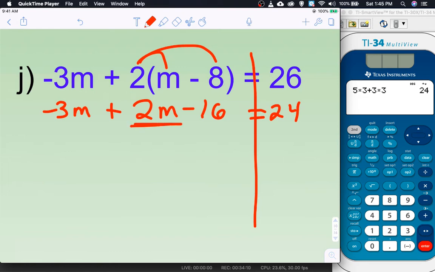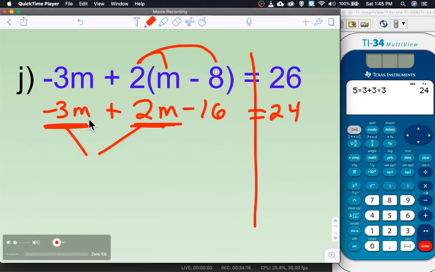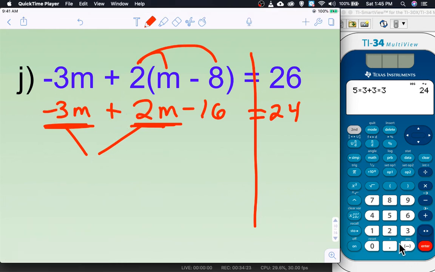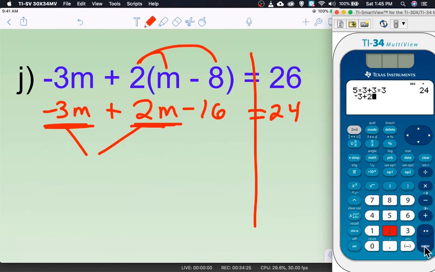Now, I see I have a 2m and a minus 3m that can be combined together. And so I'm going to. -3 plus 2. -3 plus 2. -3 plus 2 is -1. So I have -1m on the left-hand side of the equal sign. And I brought everything else down.